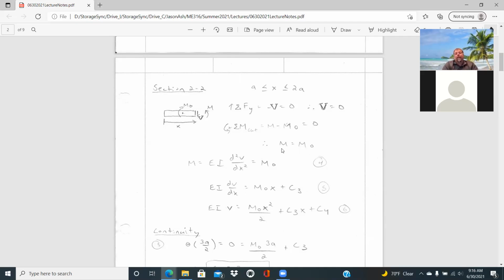There's no moment arm there. But now we know that the internal moment throughout that second section is just equal to M0. And we can set up our next 3 equations. M is equal to EI d squared v dx squared, which is equal to M0, our moment throughout that second section. And so when we integrate back twice this time, we'll end up with EI dv dx is equal to M0x plus C3. And integrating back again, we have EI v is equal to M0x squared over 2 plus C3x plus C4.